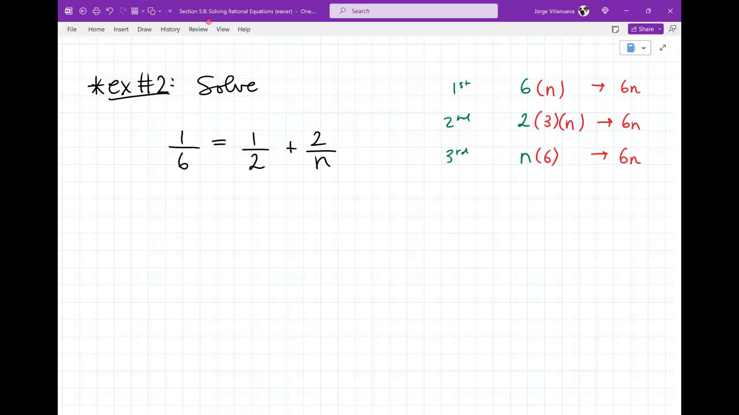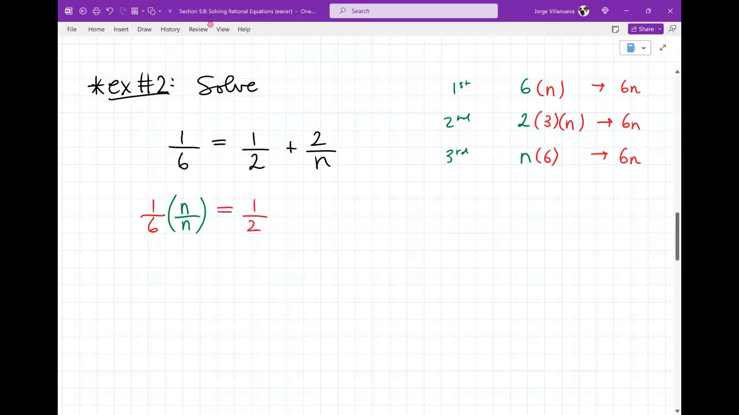So what am I going to do? Well, the top one, I'll multiply it by n. The middle one, I'll multiply it by 3n. The bottom one, I'm going to multiply it just by 6. So let me go ahead and do that. First fraction, I'm going to multiply it by n.